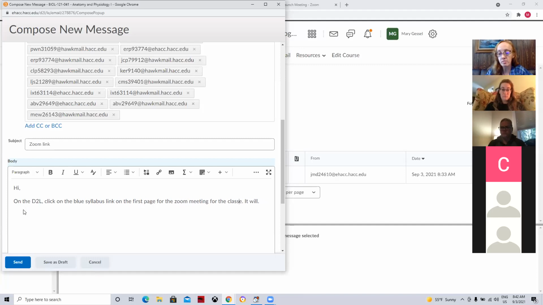For the class. And then I can actually read off the meeting ID that's listed on the syllabus, and you can type that in. It will bring up an option to launch the class.